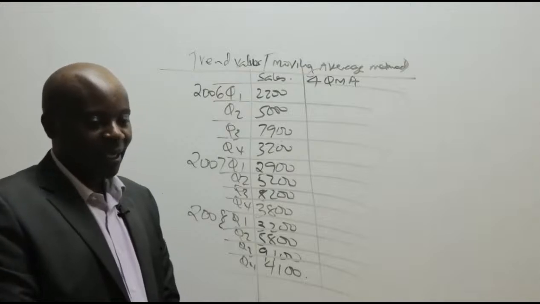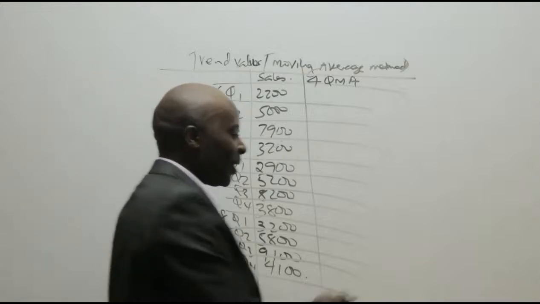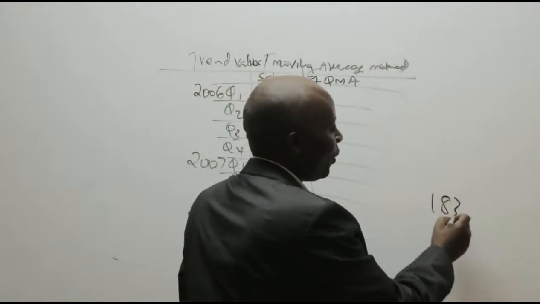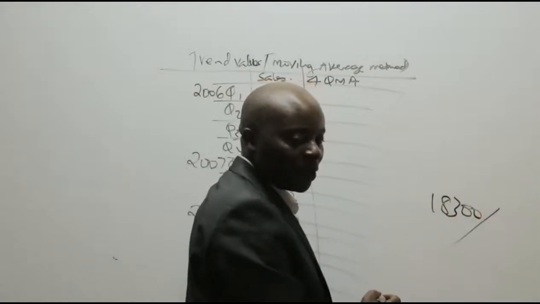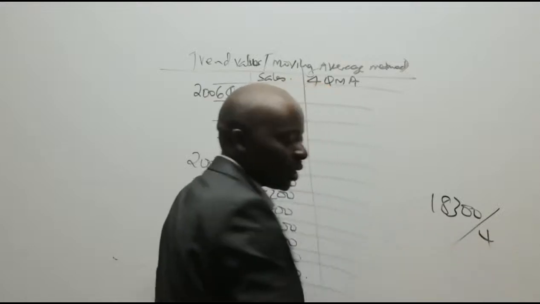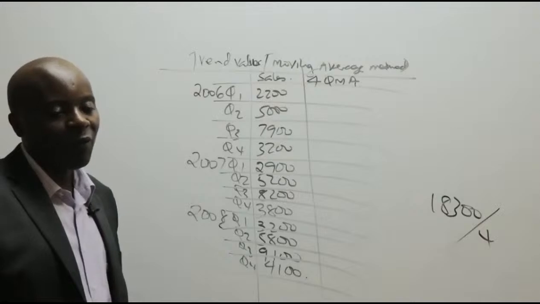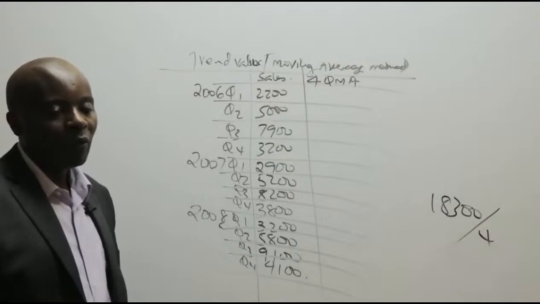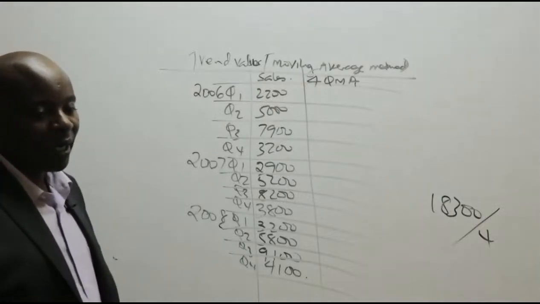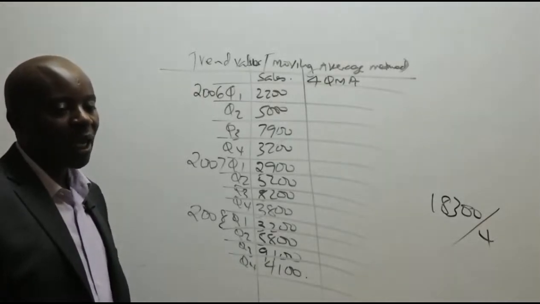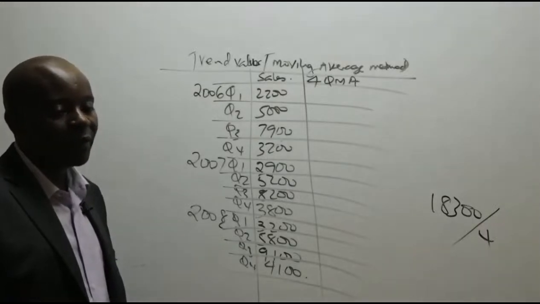MD Jesse ananiambia figure. Yeah, 18,300. Thank you very much. But now remember that this is the total, and yet we want an average. So we must divide that figure by 4. 45.75. But now the question is, where do we write that 45.75?